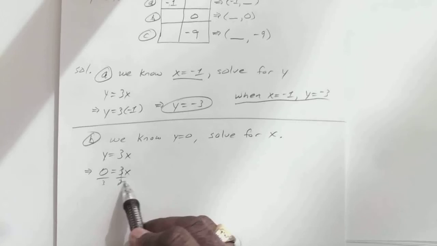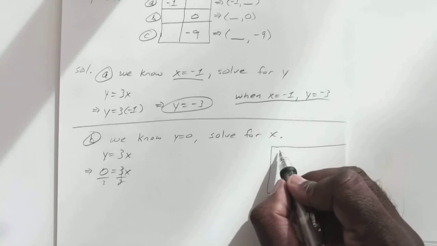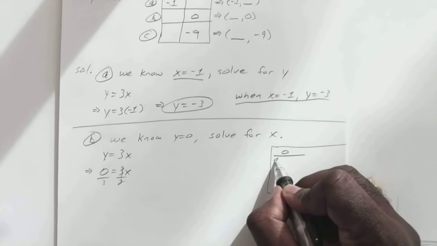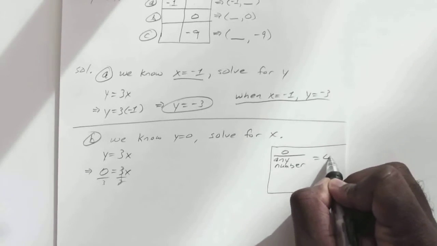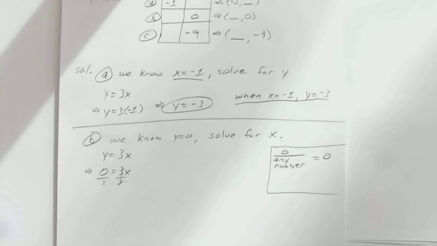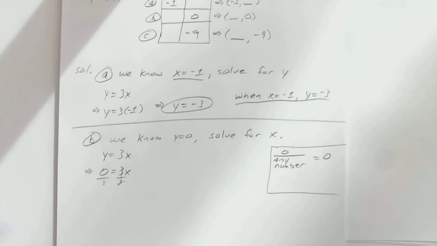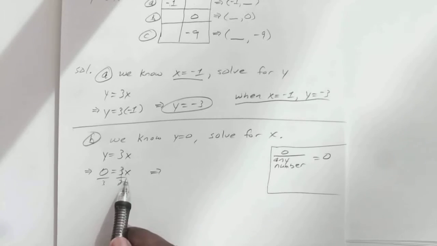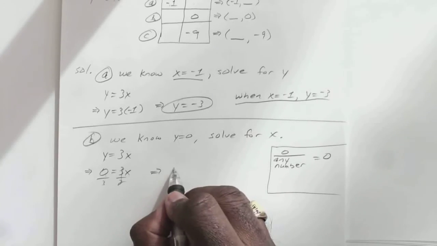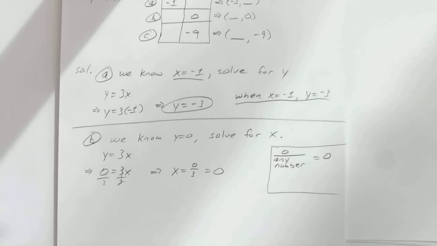Okay, anything divided by itself is 1. You just want to remember that 0 divided by any number is going to equal 0. So as long as the 0 is up top, it's just going to equal 0, no matter how big that denominator is. Now, if you have 0 on the bottom, that's when it's undefined. Okay, so we know that x is just going to equal 0. Or x equals 0 divided by 3, which is just 0.